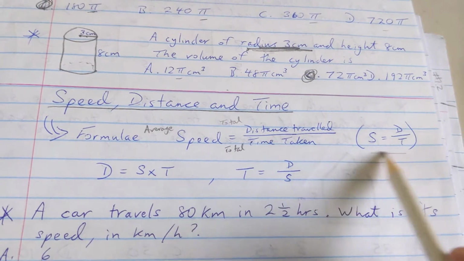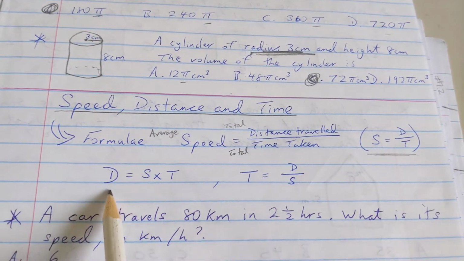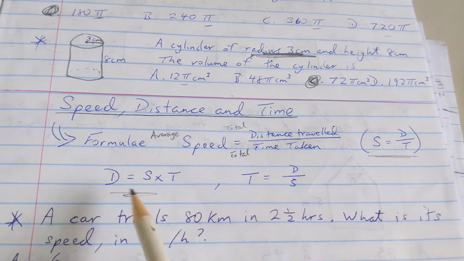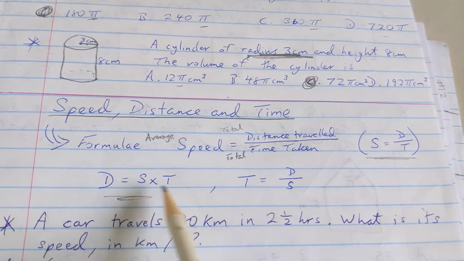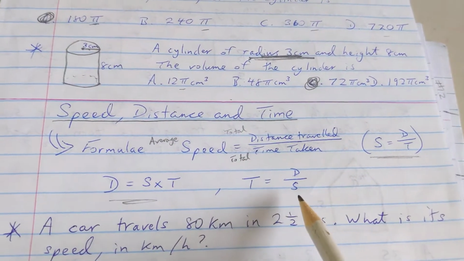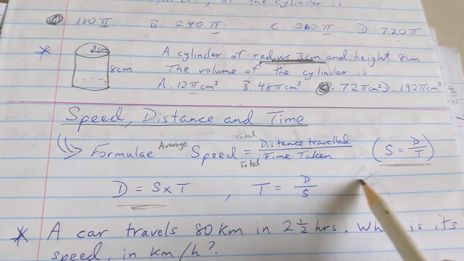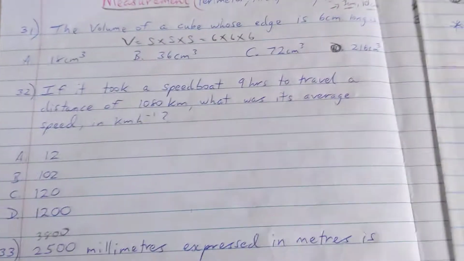That's just a variation of the formula. They won't always ask you for speed though. They could ask you for distance, in which case we cross multiply and distance will be speed times time, or they could ask you for time, in which case we divide both sides by speed and time will be distance over speed. Again, this is the main formula and you can derive these two from it. So let me come back to this question here now.